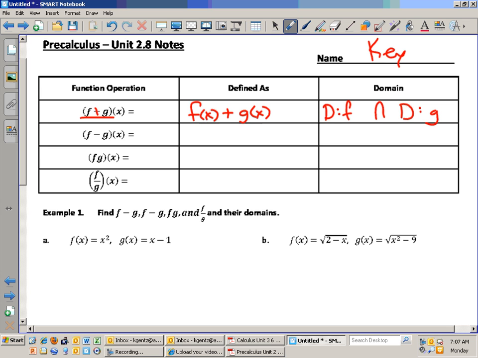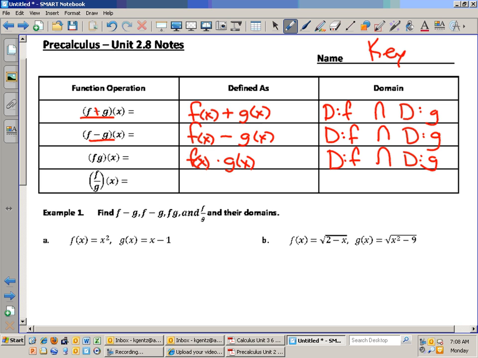Okay. If we subtract, same thing happens. f of x minus g of x. Your domain again would be the domain of f intersect the domain of g. If the two are multiplied together, f of x times g of x, your domain is the domain of f intersected with the domain of g.